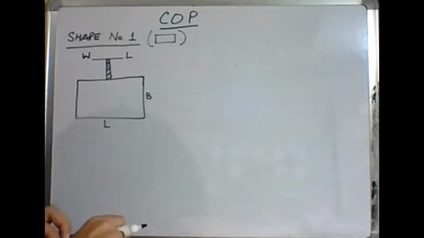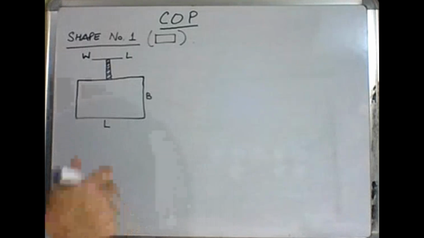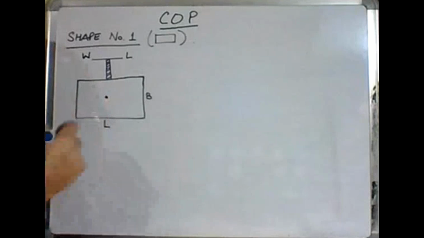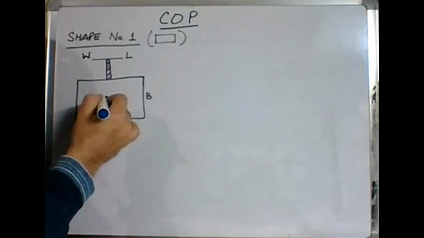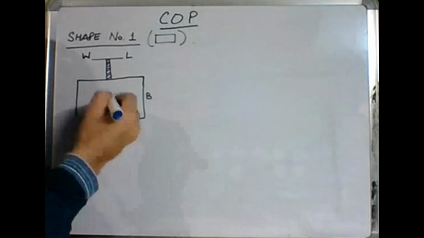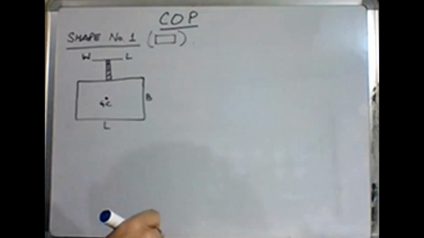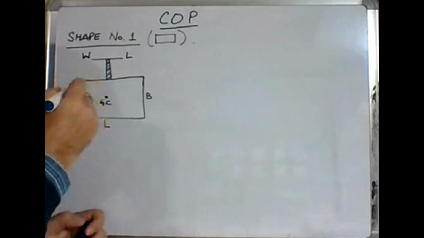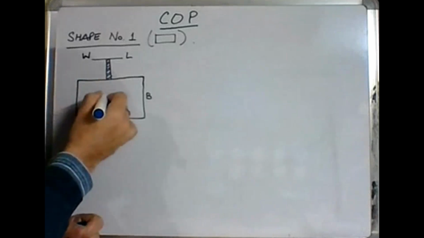तो इस bulkhead का geometric center कहां पे होगा? GC. Will be at what height? B by 2. B by 2. Everybody agrees on that? B by 2. Okay. तो इसका GC B by 2 पे है.